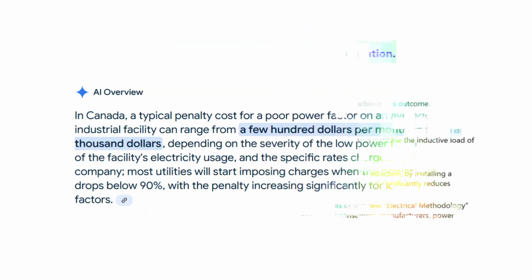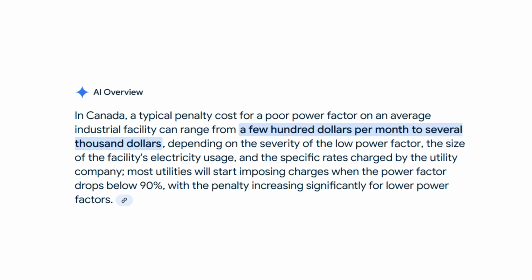In Canada, a typical penalty cost for poor power factor on an average industrial facility can range from a few $100s per month to several $1,000s, depending on the severity of the low power factor, the size of the facility's electricity usage, and the specific rates charged by the utility company. Most utilities will start imposing charges when the power factor drops below 90%, with the penalty increasing significantly for lower power factors.